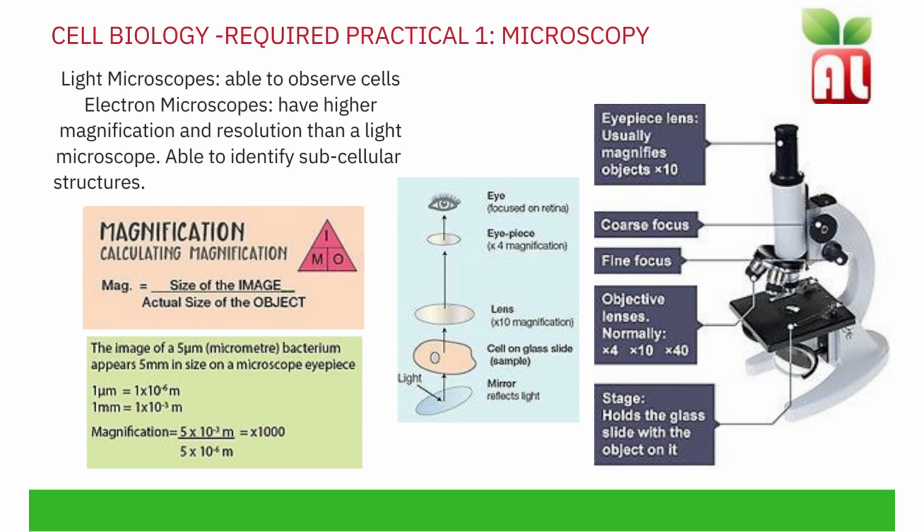An electron microscope has a higher magnification and resolution than a light microscope. An electron microscope can be used to identify subcellular structures, for example, mitochondria.